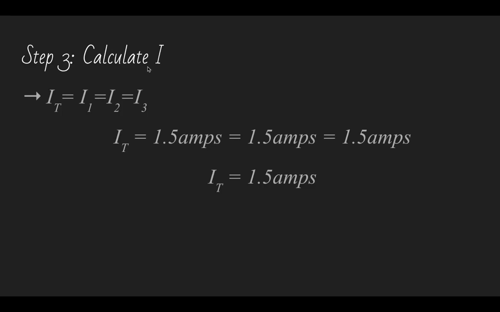Step 3 would be to calculate I. This is the easiest because we know that IT equals I1, which equals I2, which equals I3. Hence, each of the I values would equal 1.5 amps.